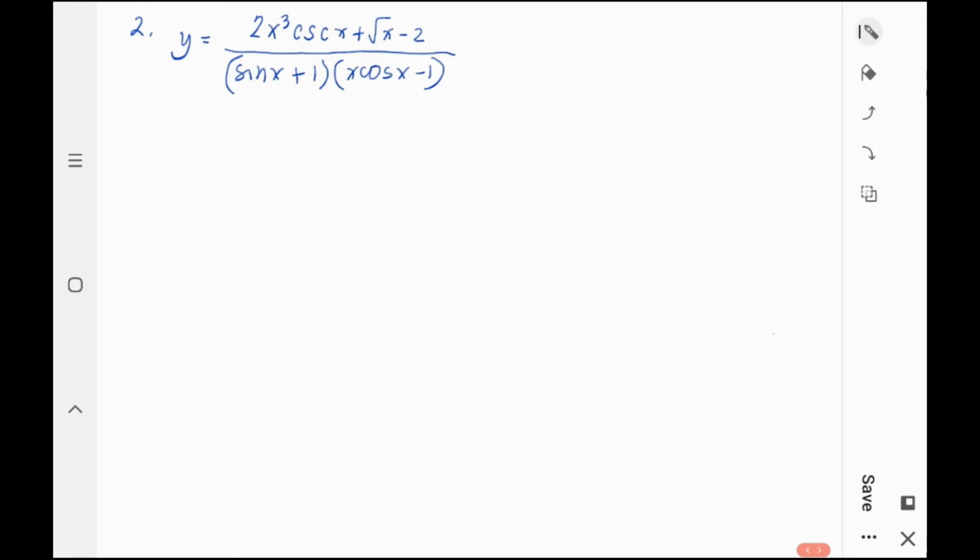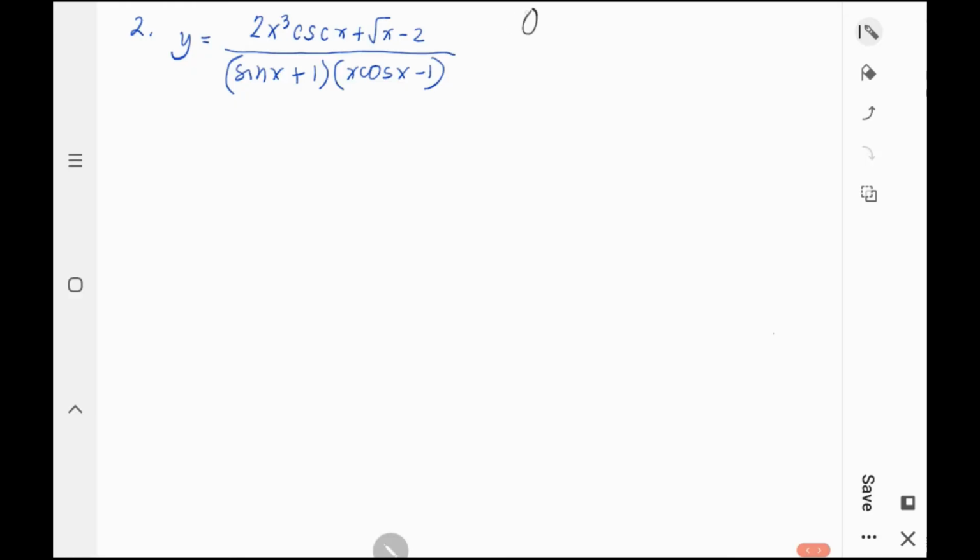Let's go to our next example. We have y is equal to 2x cubed cosecant x plus square root of x minus 2, all over the product of sine x plus 1 and x cosine x minus 1. Okay, so let's recall the quotient rule.